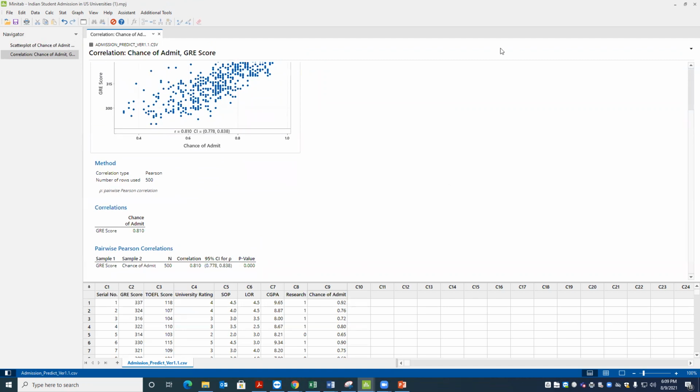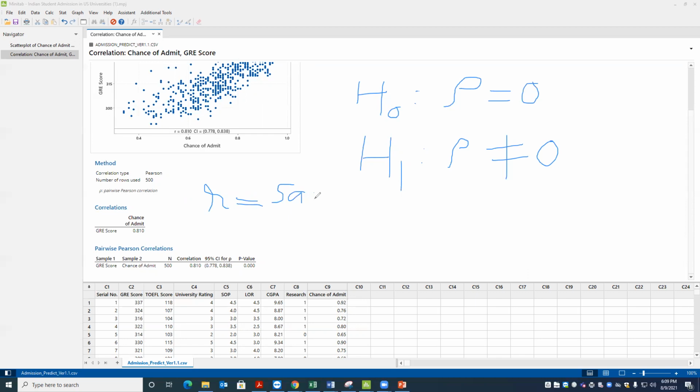Now, the null hypothesis for correlation is, can you see, this is H0: rho equal to 0, and H1: rho not equal to 0. So, again, we are in inferential statistics. R is used for the sample, and rho is used for the population.